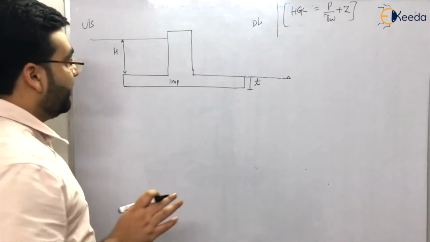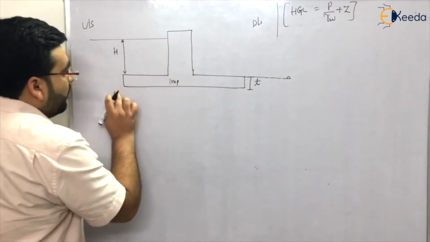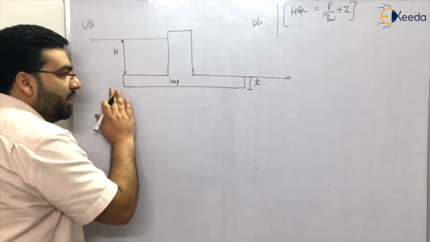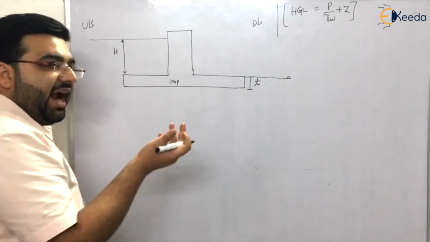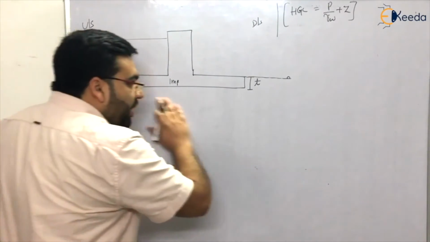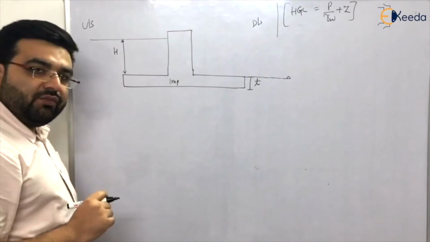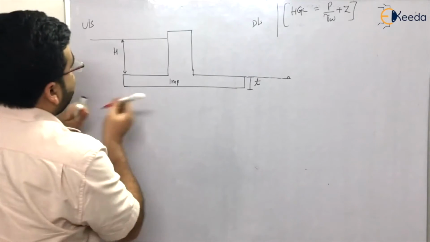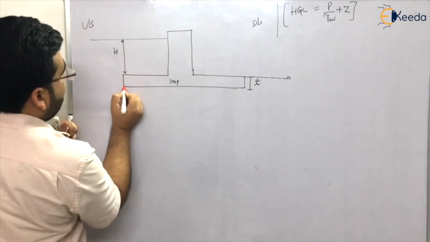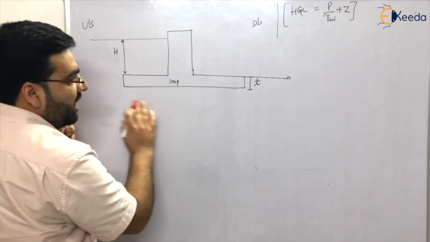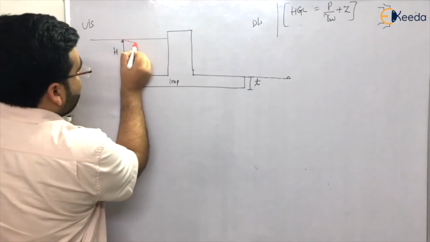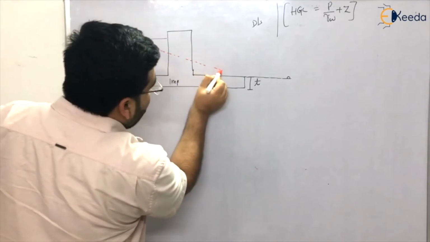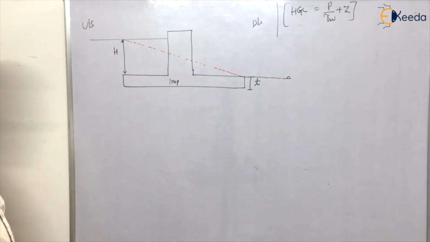You must have studied this in fluid mechanics. Now you know that the head is decreasing due to the head loss H by L. So the head is continuously decreasing throughout the length of the floor. If I draw the hydraulic gradient line, it would be like this. Here the losses have started happening, so slowly it will come to 0 at this position.